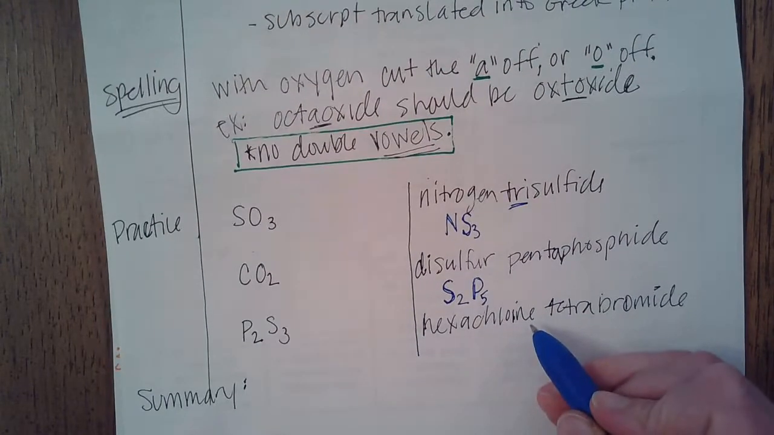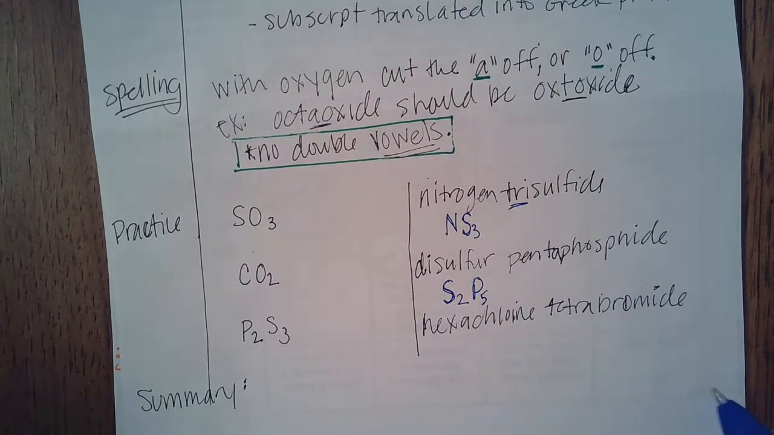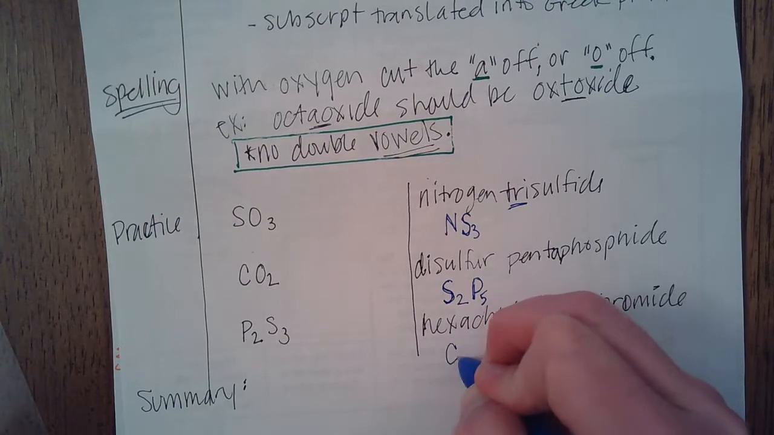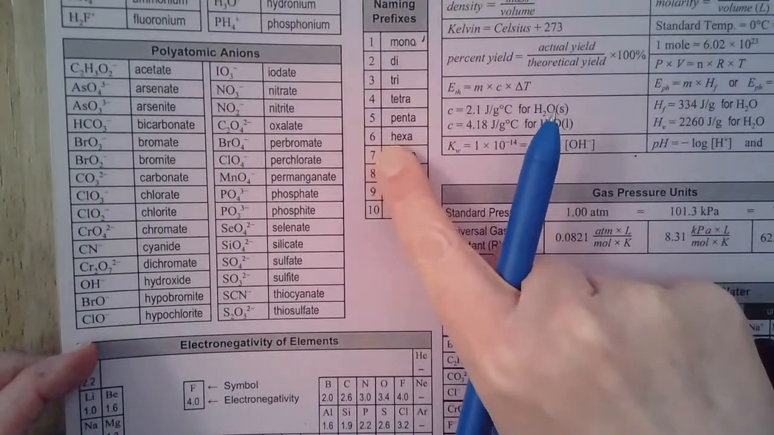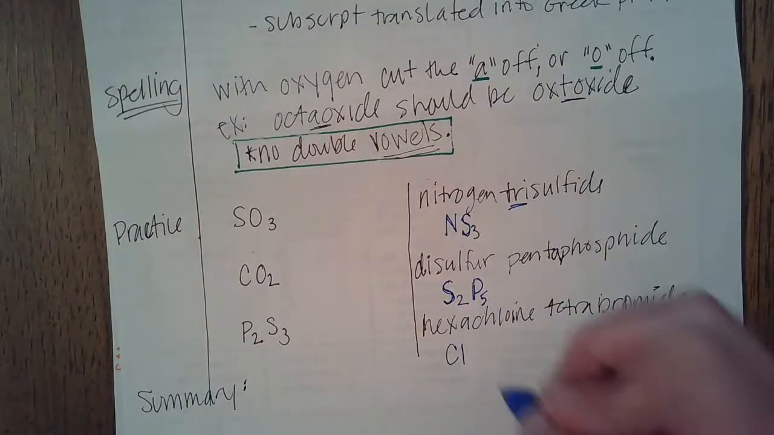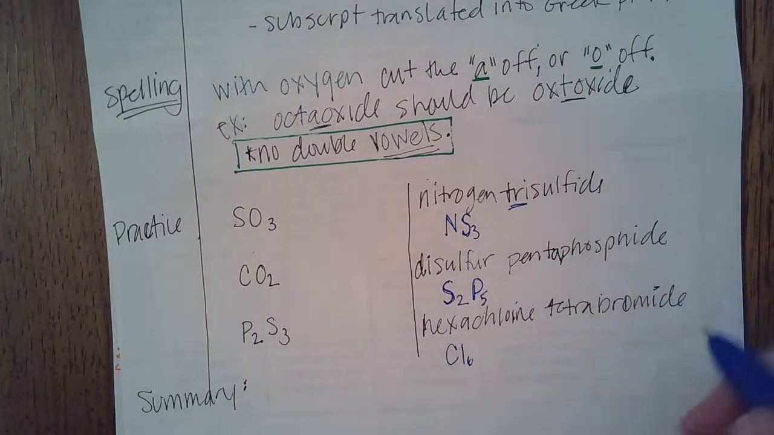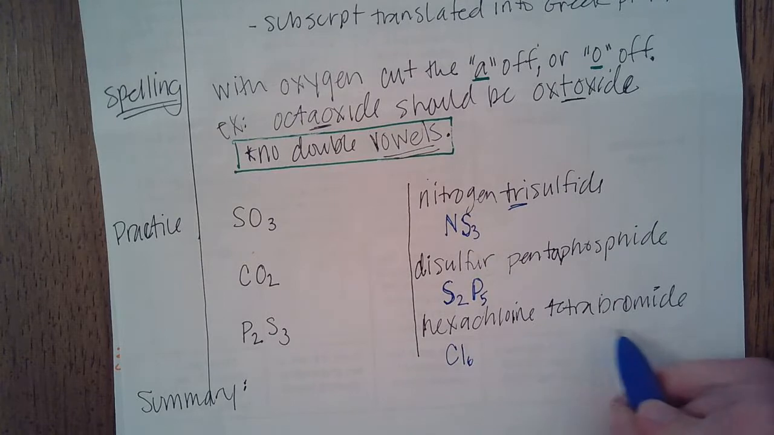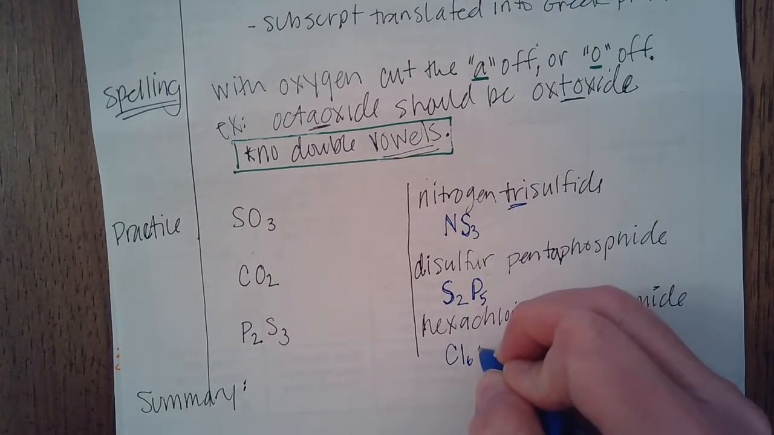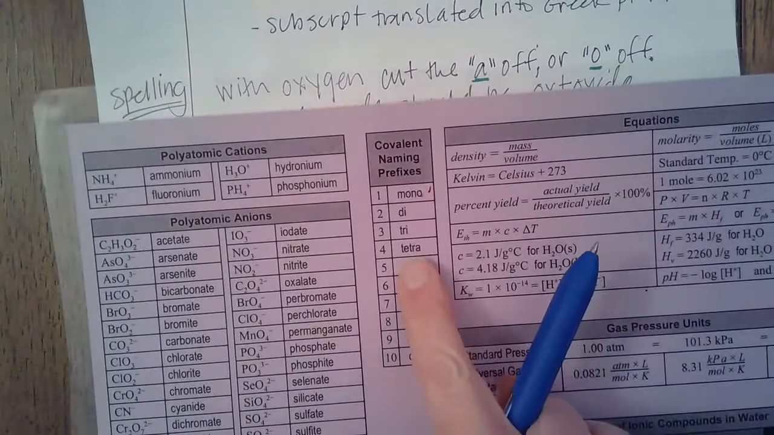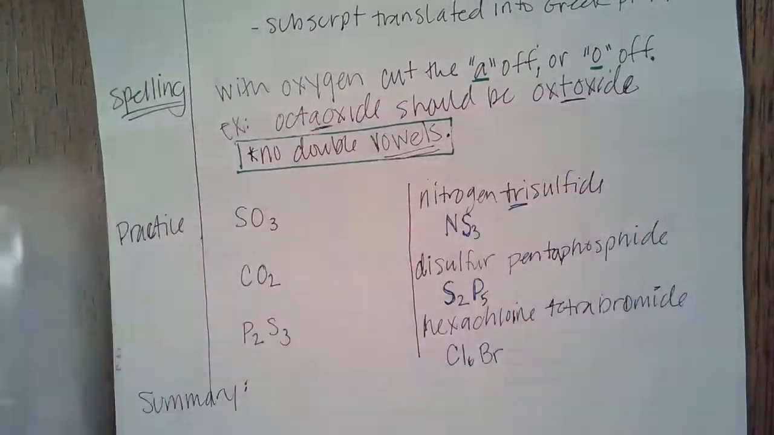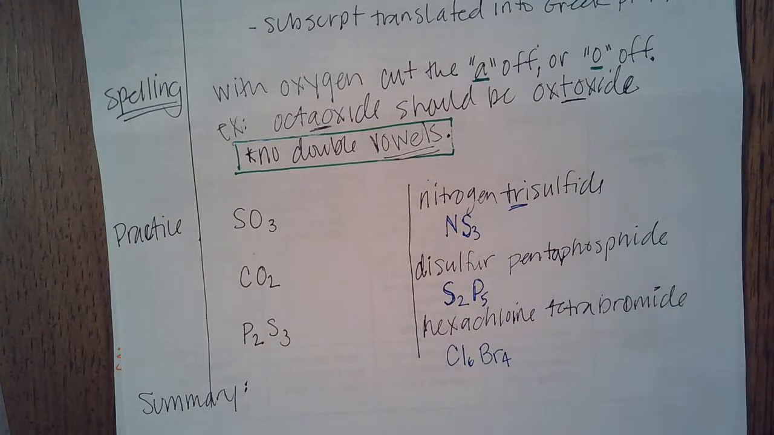Likewise, we have hexachlorine. So chlorine is Cl. And we look for hex is 6. So we have 6Cl. And then we have tetrabromide. Well, bromide is bromine. And tetra is 4. So there we go.